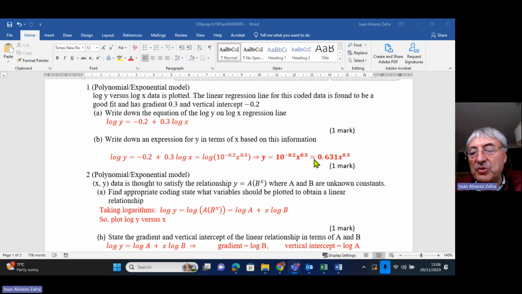And therefore now, if you have log of Y equals log of this, that means that Y equals this. And then 10 to the minus 0.2 being about 0.631 means that this relationship in A becomes a relationship in B of Y being 10 to the minus 0.2, or approximately 0.631, x to the 0.3. Quite a useful thing to be able to do, to be able to move between logarithmic relationships and exponential relationships.